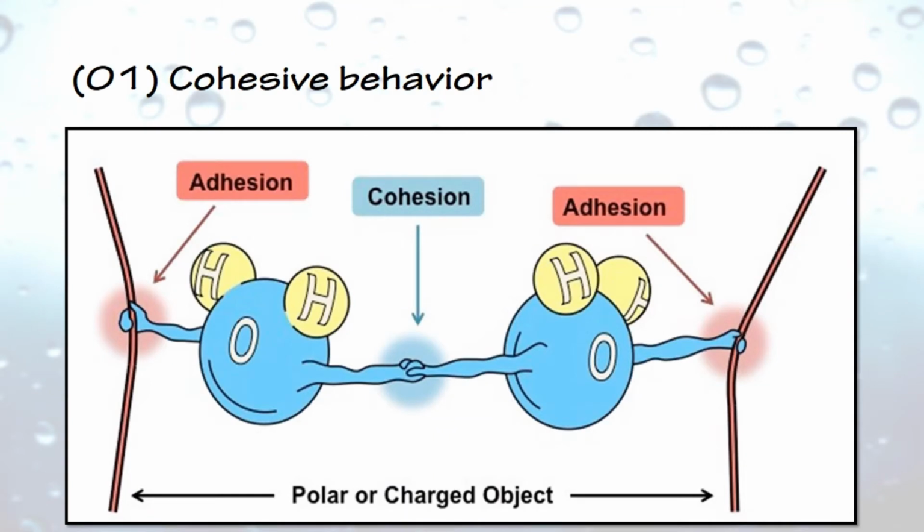Number 1. Cohesive behavior. Cohesion and adhesion are two major properties of water. Attraction between water molecules due to hydrogen bonding is known as cohesion. Likewise, adhesion is attraction between water molecules and other substances. Both of these properties enable water to act as transport medium, and they provide high surface tension for the water and help to maintain turgor in cells.